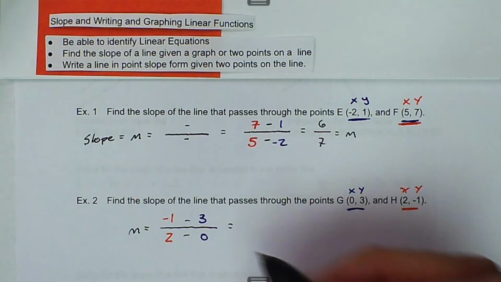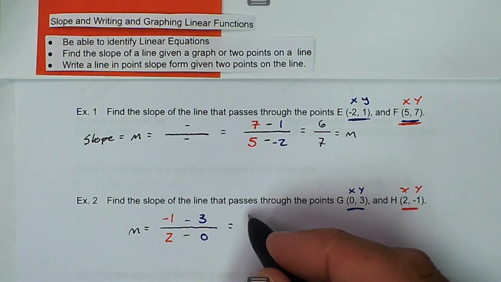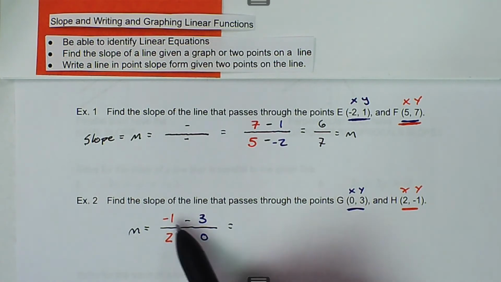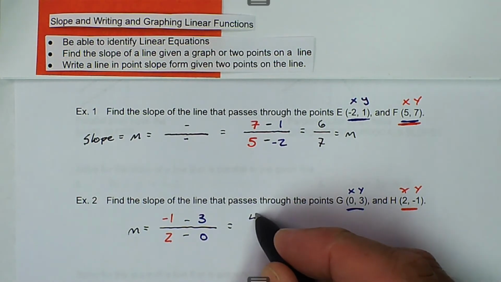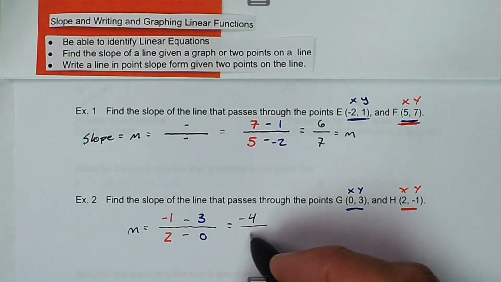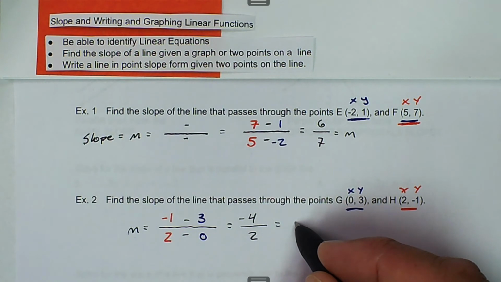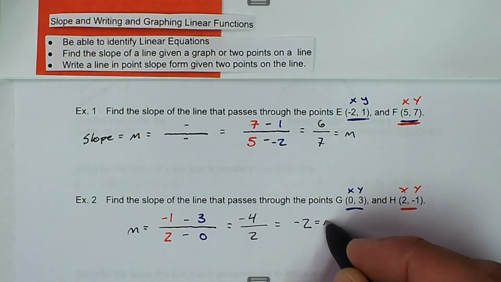So that is going to be equal to -1 minus 3. They have the same sign, so add them. So that's going to become 4, and keep the sign. And 2 minus 0 is 2. When we divide that, we get -2 is equal to M.